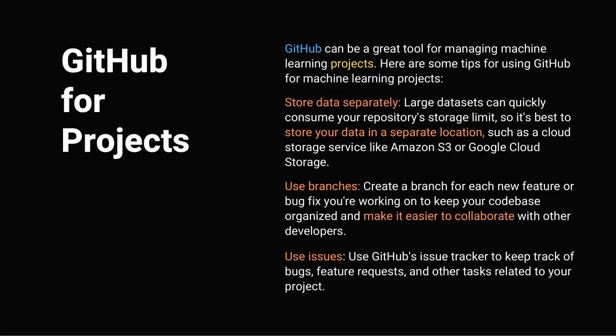GitHub can be a great tool for managing machine learning projects. Here are some tips for using GitHub for machine learning projects. Store data separately. Large datasets can quickly consume your repository's storage limit, so it's best to store your data in a separate location, such as a cloud storage service like Amazon S3 or Google Cloud Storage. You can include links to the data in your codebase or create a README file with instructions on how to download or access the data.